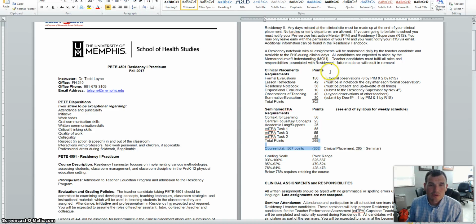As a reminder, what are the things that are going to be used to determine your overall grade? Your clinical placement requirements, and that's everything you're doing at your school and with your residency supervisor. That's a total of 302 points. My expectation is that you would have a really high score on this portion if you're doing everything that's required of you. Then the seminar portion with me is a total of 265 points, so just a little less than 50% of your grade is coming from what you're doing with me. The context for learning is worth 50 points. Everybody turned that in on time.